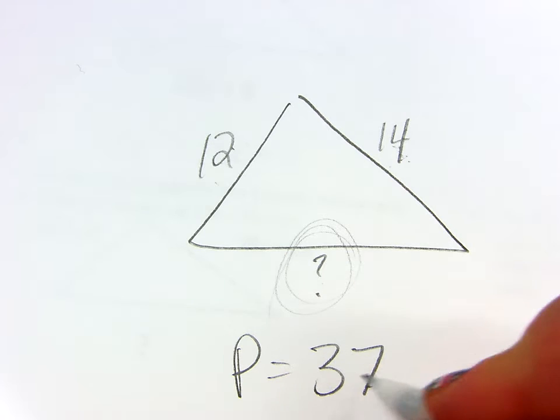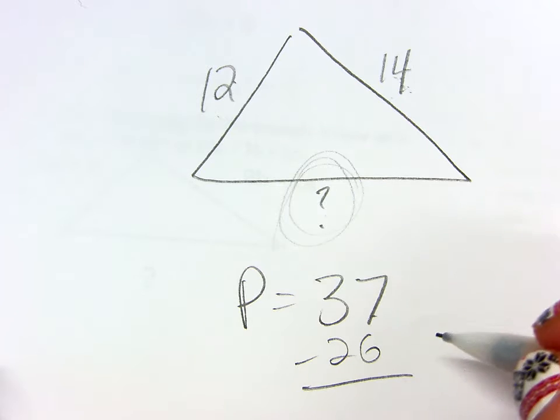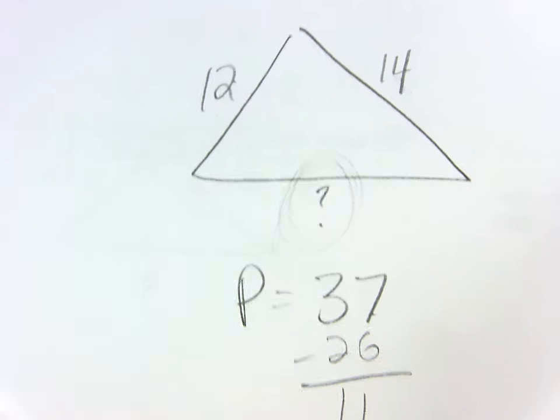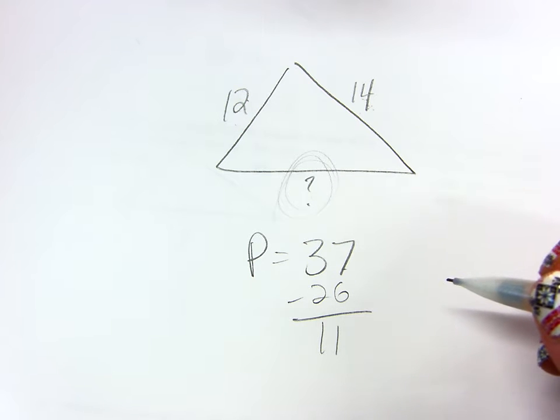26. So all I have to do is take the total and minus 26 from it. That means the missing side must be 11. Obviously nothing's drawn to scale because it looks like it's supposed to be longer, but whatever.